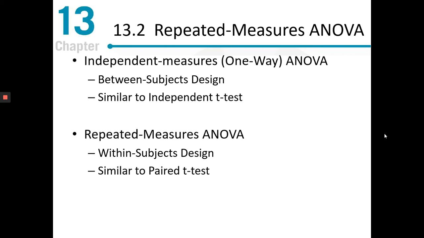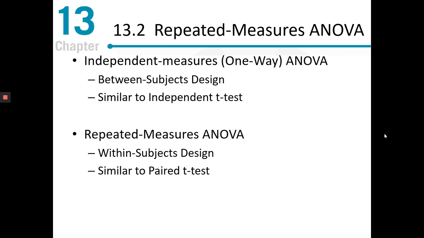I don't want to break this into parts because I think that makes it difficult for you guys. So repeated measures ANOVA is the second type of ANOVA that we're going to talk about in the class. We talked about one-way ANOVA. A one-way ANOVA is very similar to an independent t-test in that we have a between subjects design. So in a between subjects design, each person gets exposed to just one level of the IV.